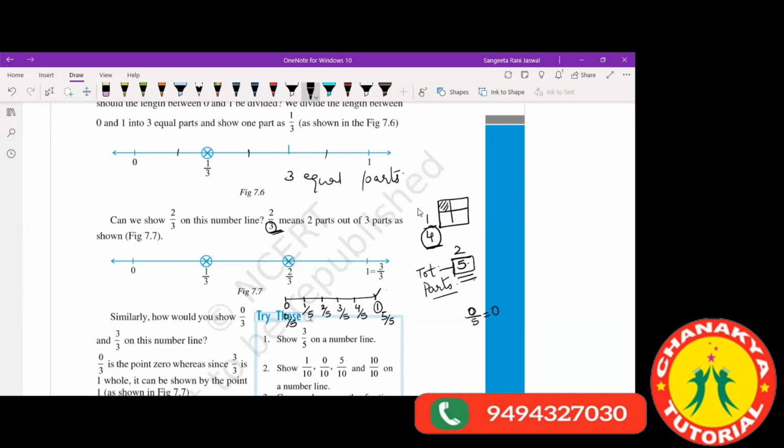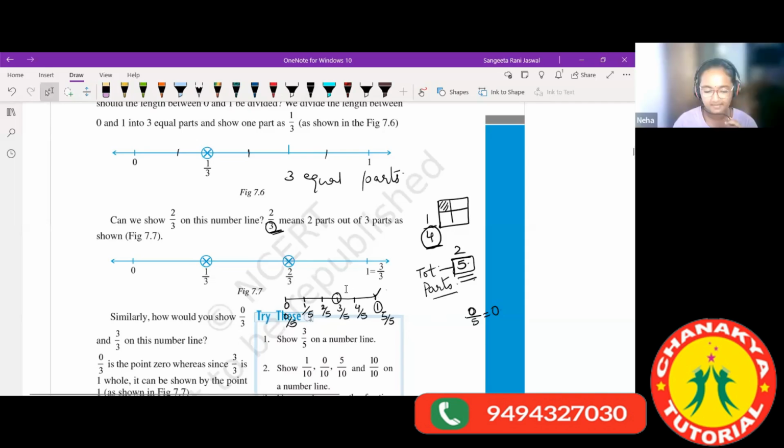So if I tell you to locate 3/5 on the number line, will you be able to do it now? You can find it easily by dividing the line into that many equal parts, whatever your denominator is. Are you understanding?